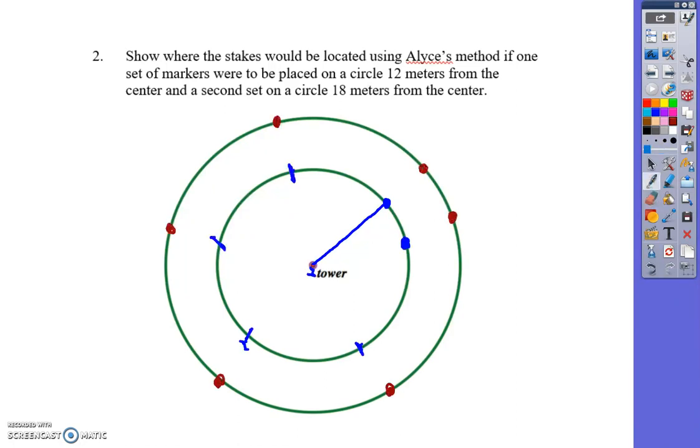So your final answer should look something like this. Each of your marks is 12 meters apart, and the circumference is 24 times pi, which is around 75, and 75 divided by 12 is around 6.28. So there should be a total of 6: 1, 2, 3, 4, 5, 6.